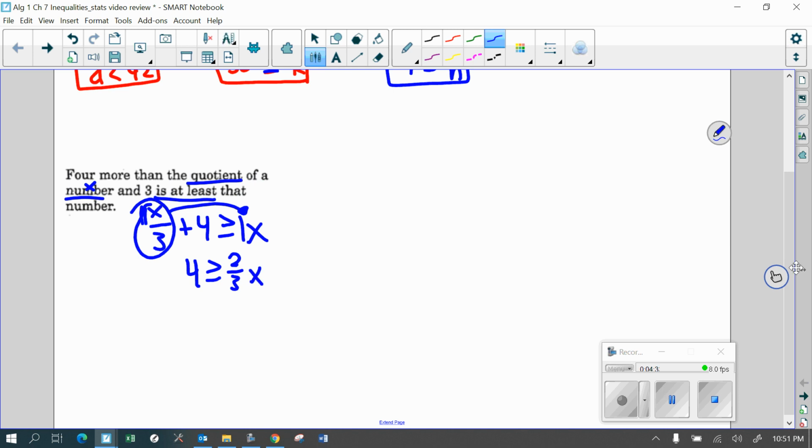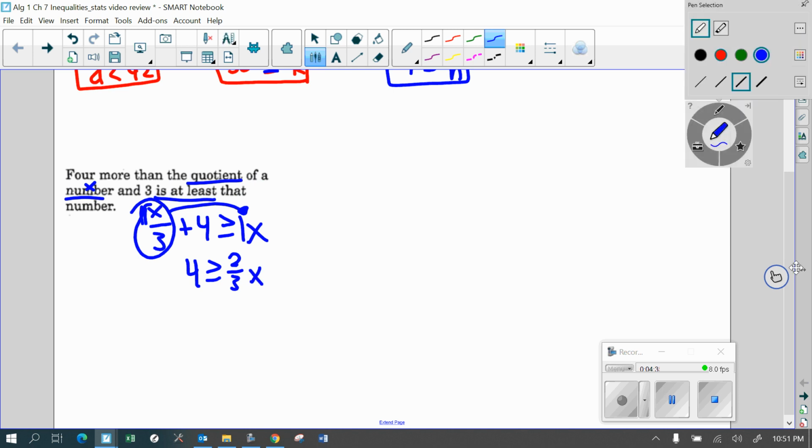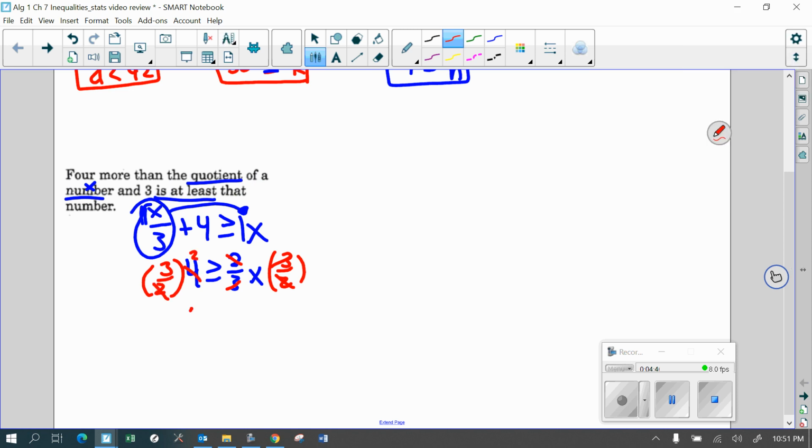And now I multiply both sides by the reciprocal, as we've done before, 3 halves. So those cancel out. Whatever I do to one side, I do to the other side. That 2 cancels the 4 2 times. 3 times 2 is 6. So x is less than or equal to 6. Again, no dividing by a negative or multiplying by a negative.